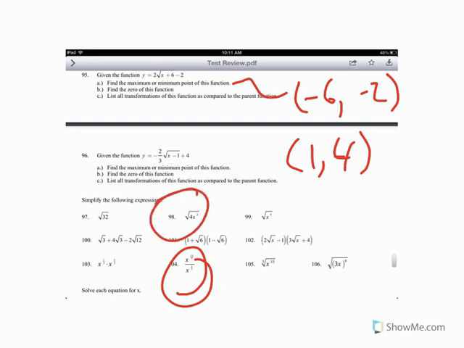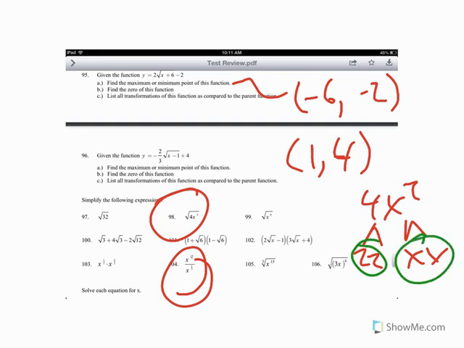I'll go over 98. 4x squared, well that's 2 and 2, x and x. So once again, same concept, finding pairs, so my answer is just going to be 2x. Pretty simple. That 3 there on the radical means it's a cube root, which means instead of finding pairs of 2, I'm finding pairs of 3. So this answer is going to be x to the 5th.